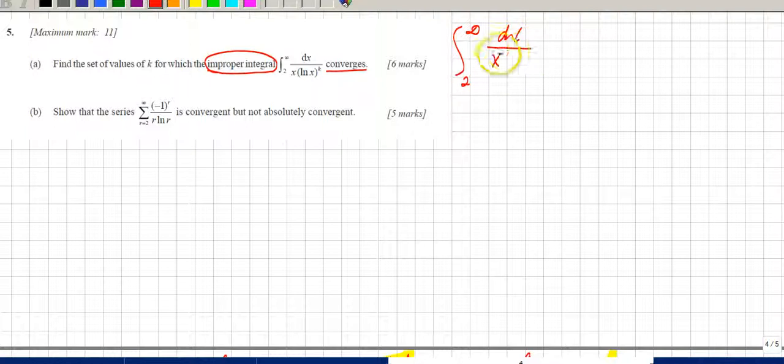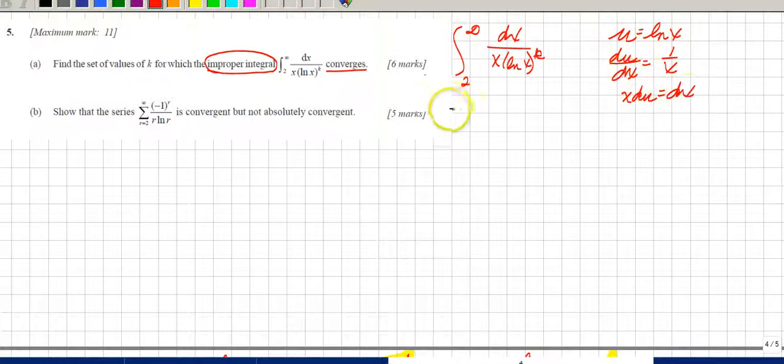Take a look at it, x times ln x to the k power. Now, in order to find that integral, we're going to have to use some u substitution. So let's let u equal ln x. du/dx is equal to 1 over x. Cross multiplying, x du equals dx. So let's come back over to this integral and replace dx with x du.